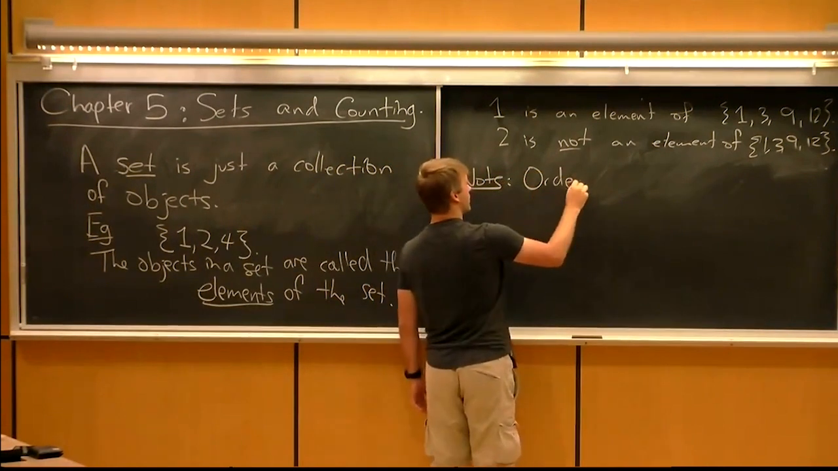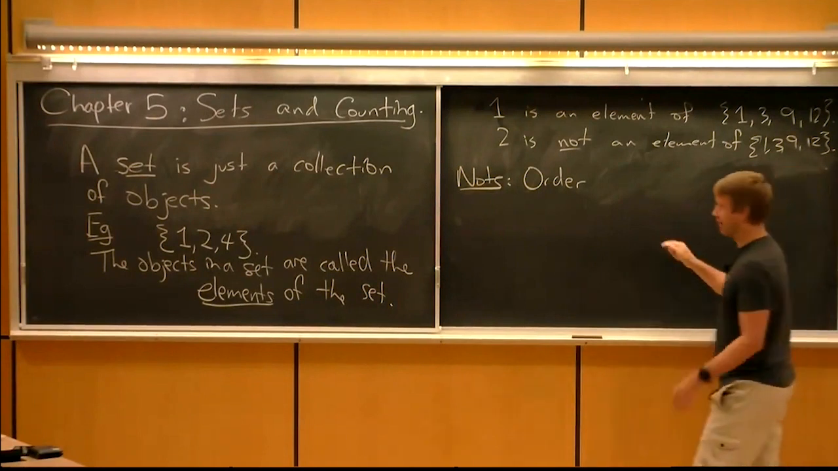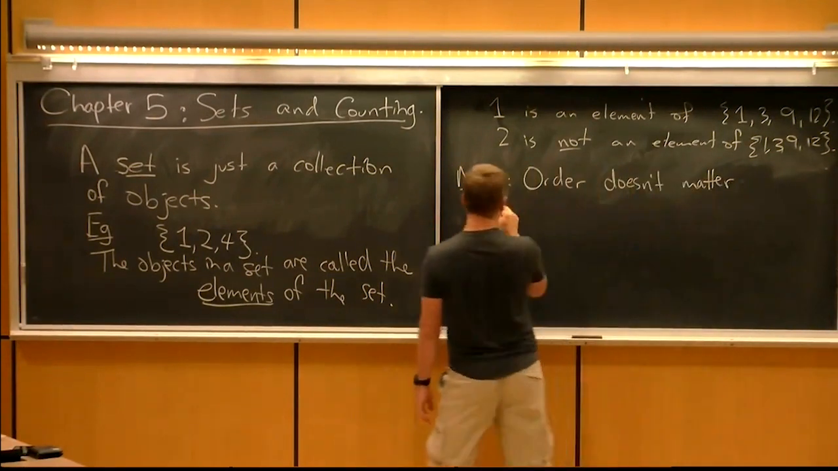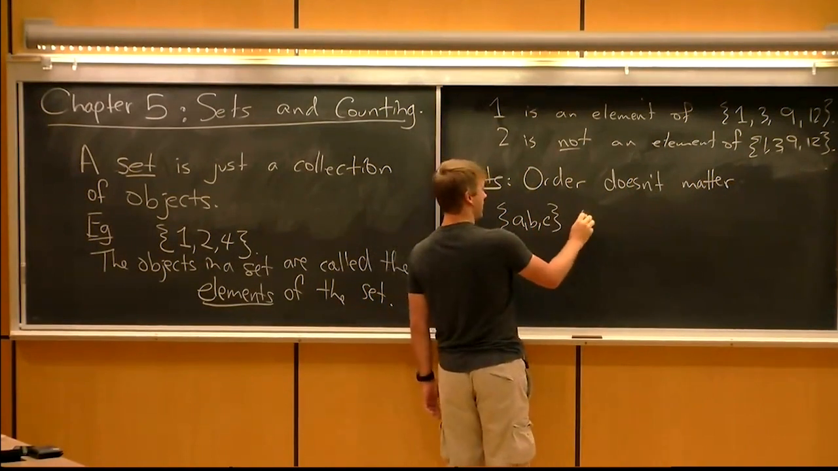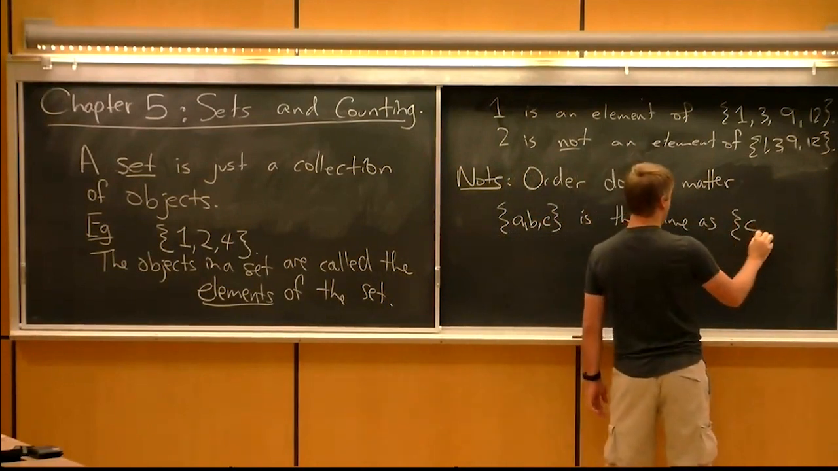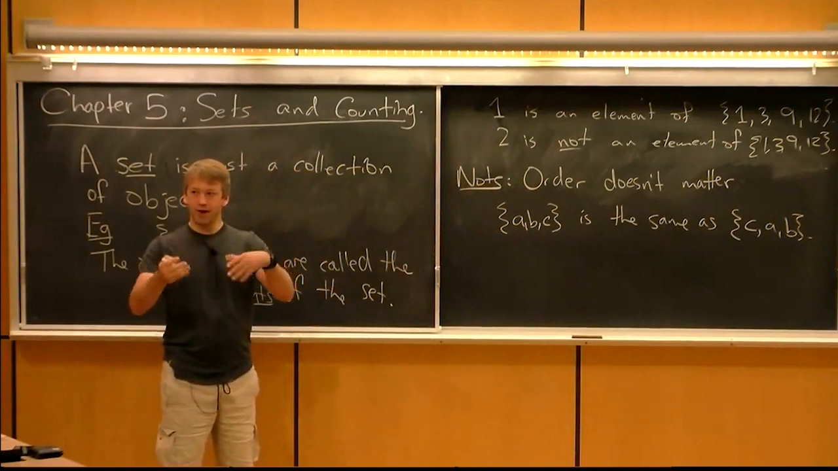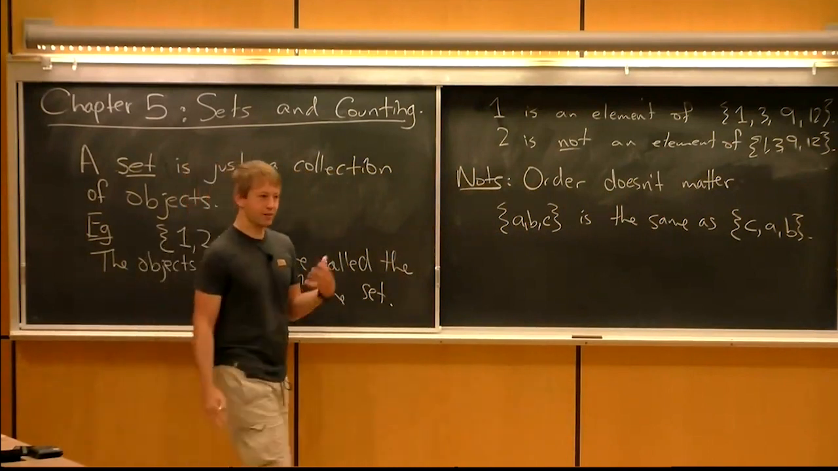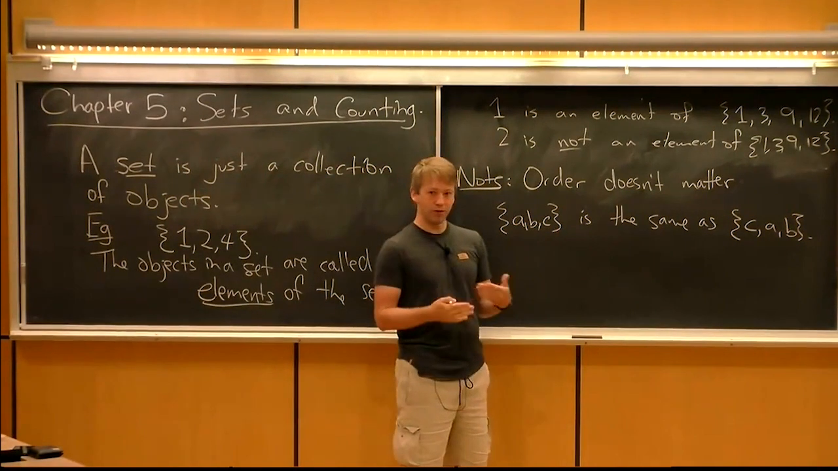Order: I've listed these elements, and I keep listing them in increasing order, but you don't have to. Order doesn't matter in a set. So if I take the set {A, B, C}, it is the same as {C, A, B}. If you just mix the elements around, it doesn't change the set. All we care about in a set is which elements it has, not what order they come in.